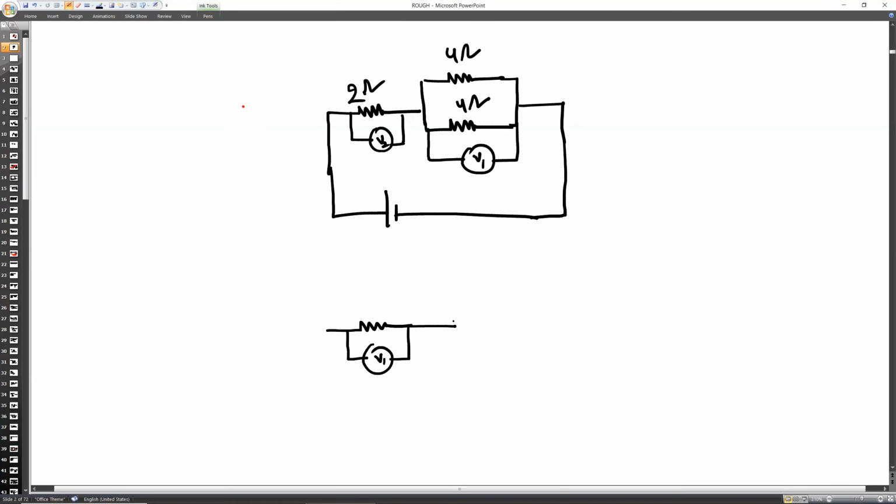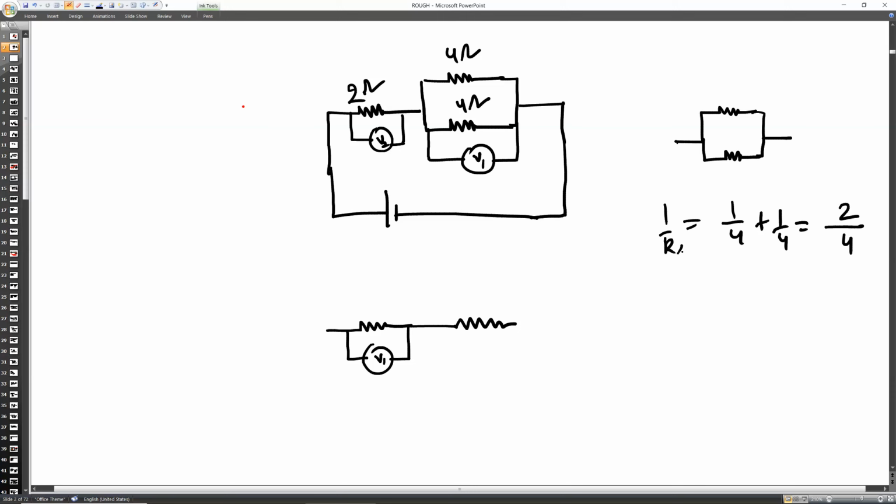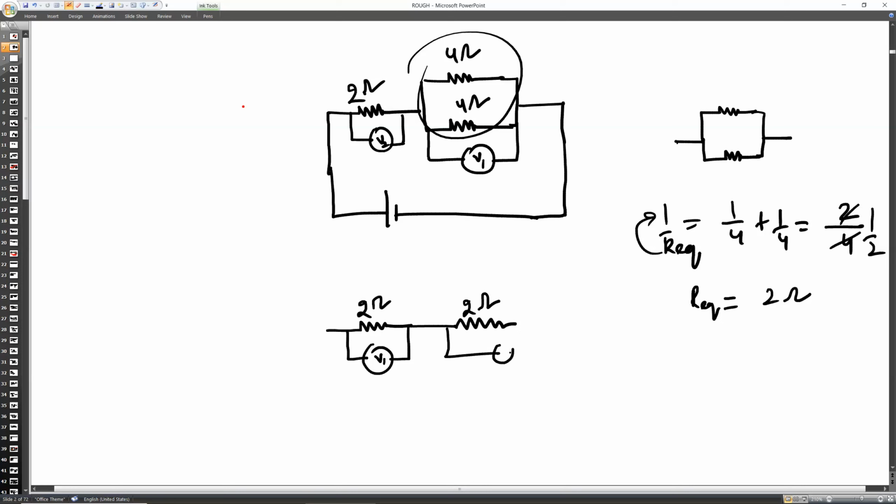And this is another 2 ohm resistor, because you know that if two 4 ohm resistors are connected in parallel, then their equivalent resistance will be 2 ohm. 1 by 4 plus 1 by 4 equals 2 by 4, that is 1 by R equivalent. You reciprocal this, so R equivalent will be 2 ohm. So for these two resistors, we have equivalent resistance as 2 ohm. So this is 2 ohm and this is also 2 ohm, and both resistors are the same.